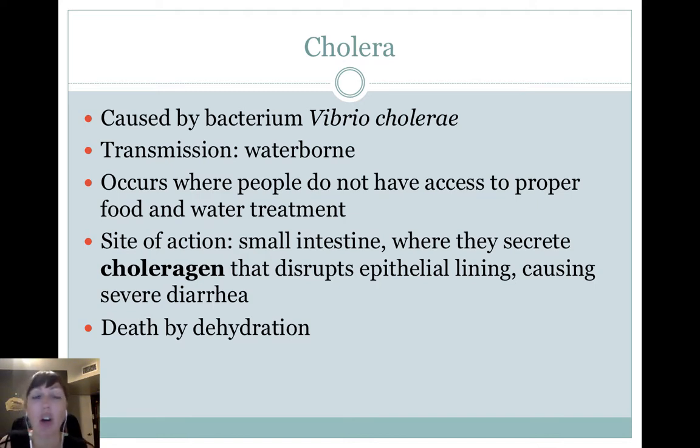Okay, so let's talk about a few diseases. First we're going to talk about cholera. Cholera is caused by the bacterium Vibrio cholerae, and its transmission is waterborne. It occurs where people do not have access to proper food and water treatment. And the site of action is in the small intestine. So this is where they secrete the protein choleragen that disrupts the epithelial lining, causing severe diarrhea. And cholera often causes death by dehydration.